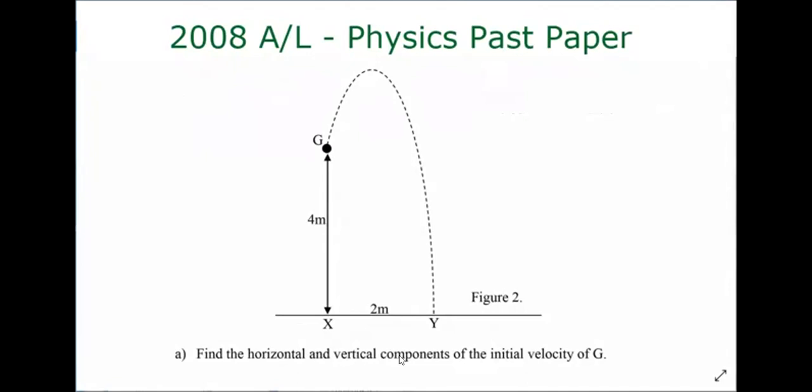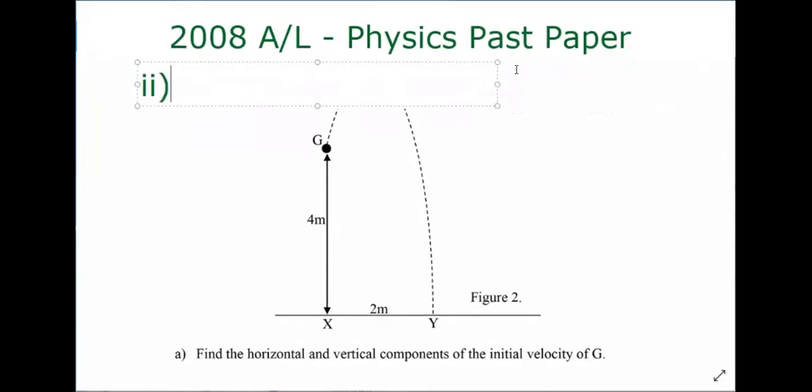Find the horizontal and vertical components of the initial velocity of capital G. G is the center of gravity of the boy, who is said to be the diver. Right? So please write the heading. I think you have already written the heading as 2008 A-level first paper, essay question. So today we are going to answer Roman number 2. We have already answered Roman number 1.